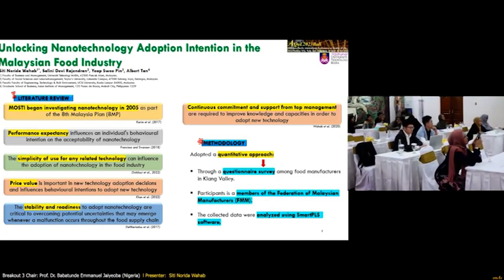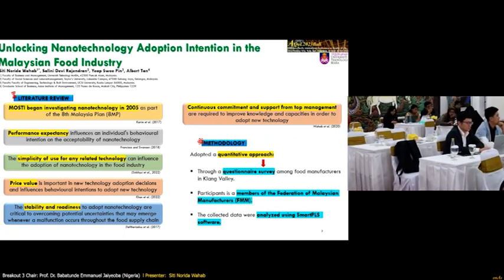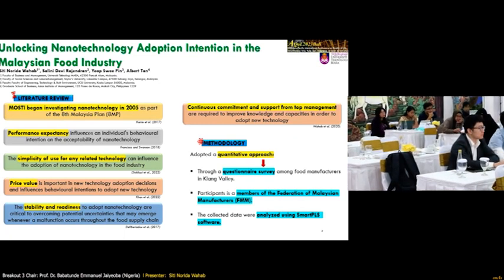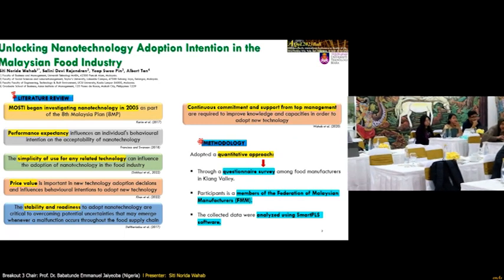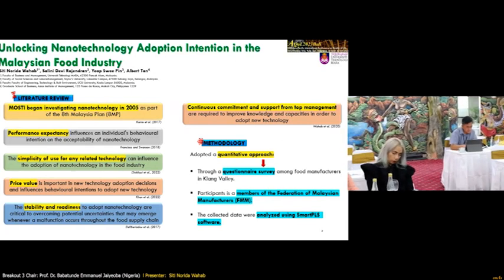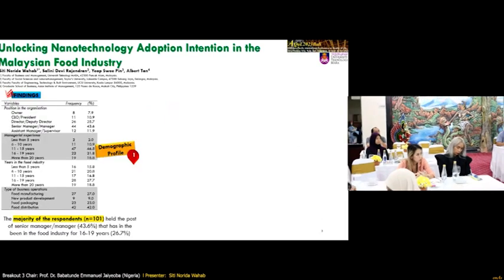So in order for us to achieve this objective, this is our methodology. Okay, so we are employing the quantitative approach by using the questionnaire study, questionnaire survey, among the FMM members, okay, and all the survey data that we have, we analyze using Smart PLS.